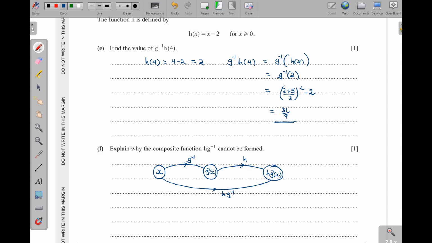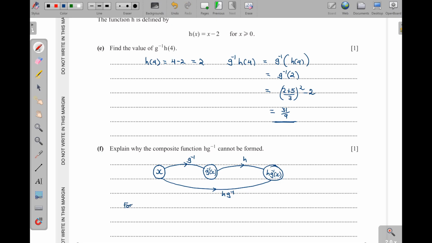Now remember, what is put in the function is its domain. This is the domain of the g inverse. What comes out is the range of the g inverse. This range of the g inverse must be fitting in the domain of h. You get it? Because if h acts on the g inverse, that means this one will be falling into the domain, because what you put in the function is the domain. You see that?